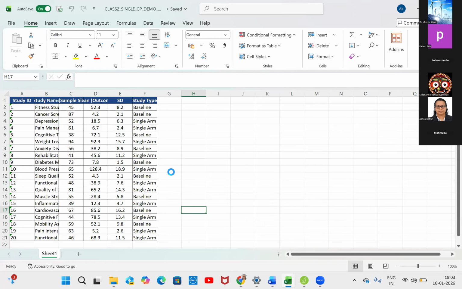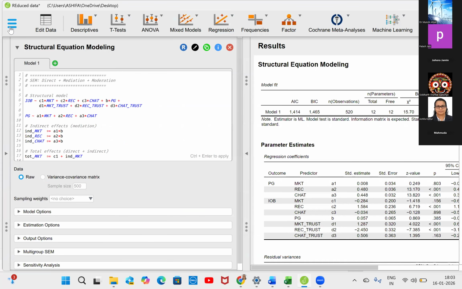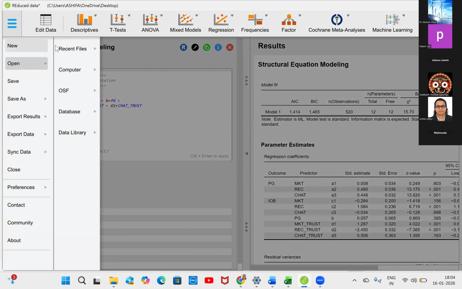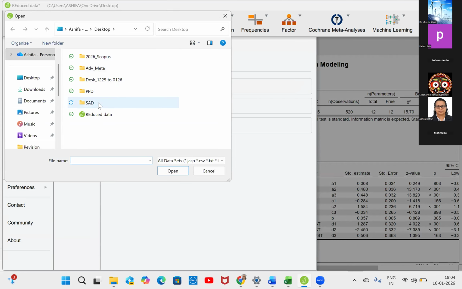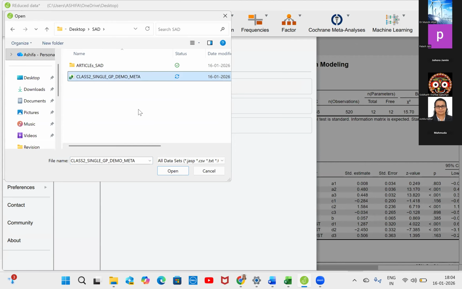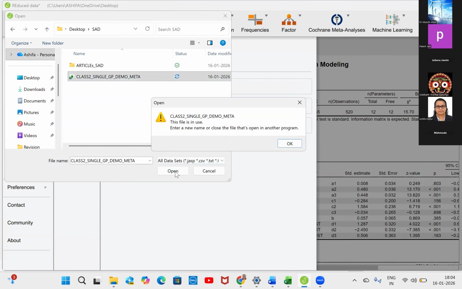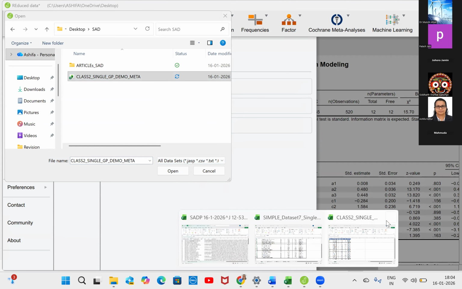Fantastic. Now you go to JASP. Now click, go to open from computer, browse, and then from desktop you choose the data, this one. Yeah, click this one.